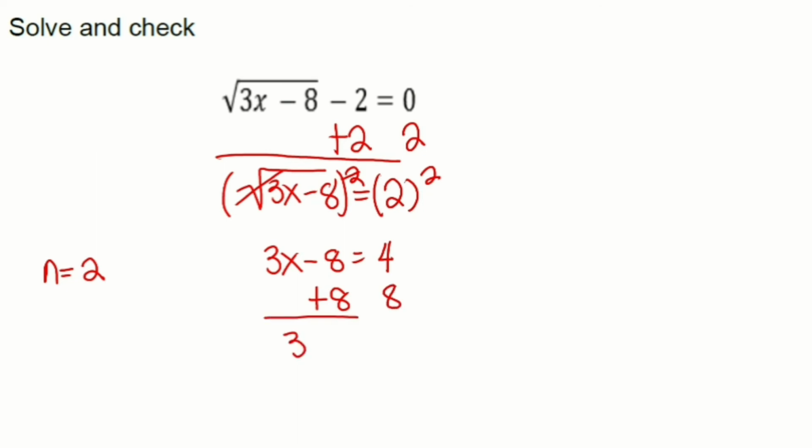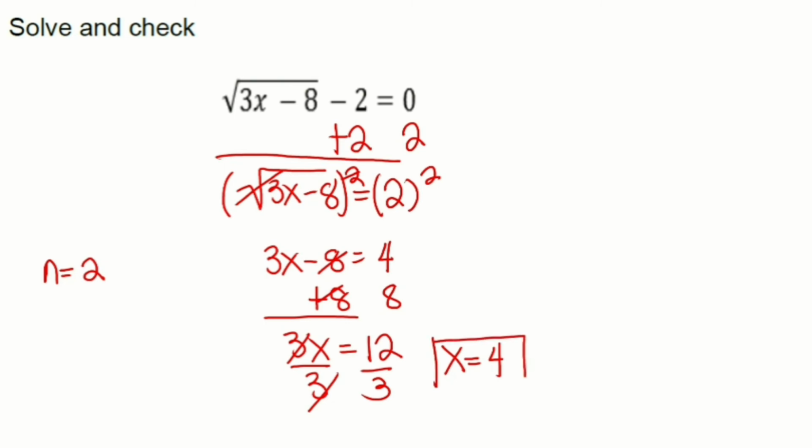So this is now 3x, 0 pair, is equal to 12. Take note, we need to solve only for x. So we have to divide both sides of the equation by 3. So 12 divided by 3, x now is equal to 4. Okay, so our next step is to check whether this value we have here is the solution or not.